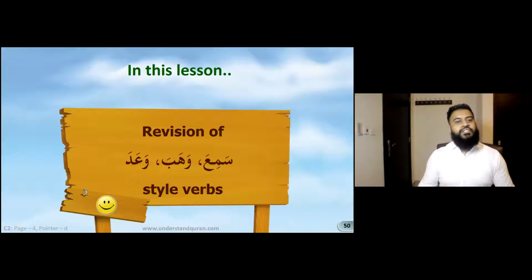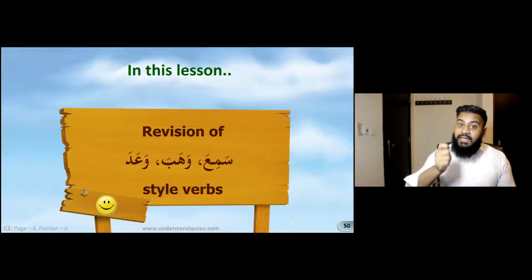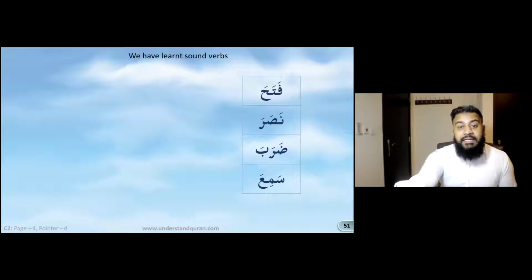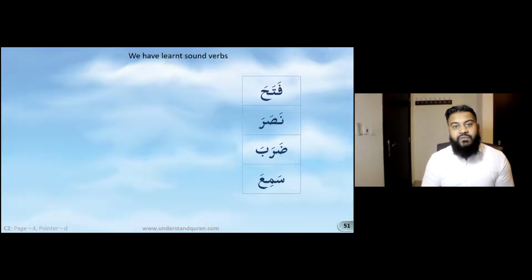So now it's just about repetition. Alhamdulillah, we all know these styles. We all know how to identify a sound verb and a weak verb. We all know now that there are 3 different patterns within here. And inshallah, this is just recognition and repetition now. So here are the patterns for the sound verbs.